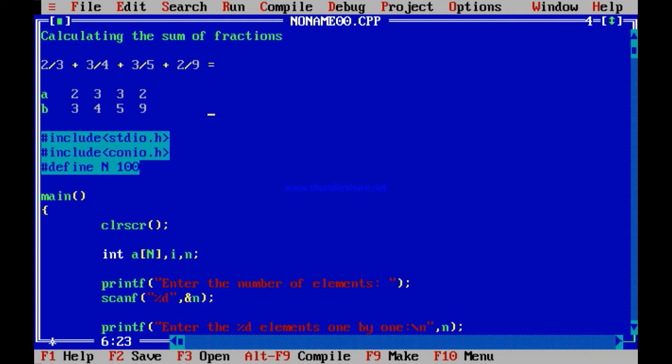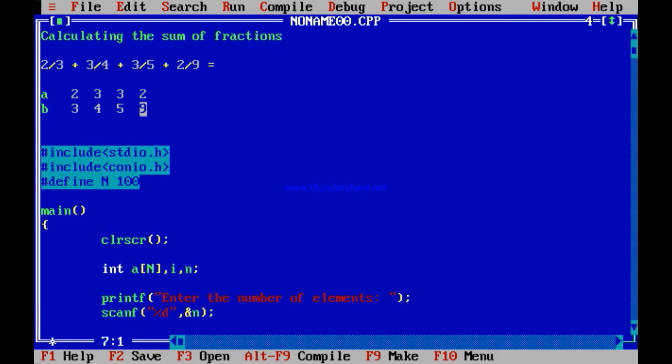So, A and B together will be representing the fractions. The fractions will indicate 2/3, 3/4, then 3 by 5, then 2 by 9. So, Ai divided by Bi is the fraction. A0 by B0, 2 by 3. A1 by B1, 3 by 4. A2 by B2, 3 by 5. A3 by B3, 2 by 9, and so on. So, this is how you represent the fractions.